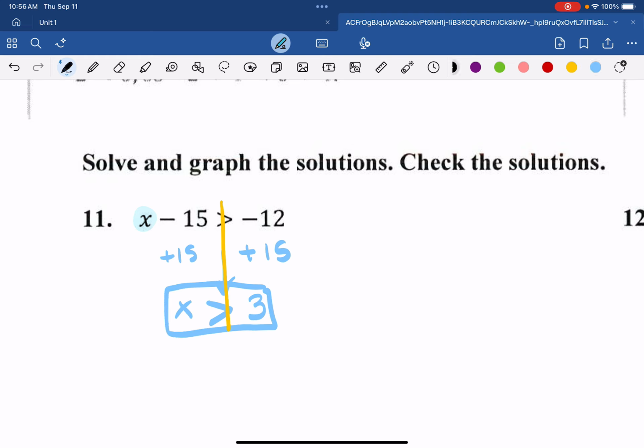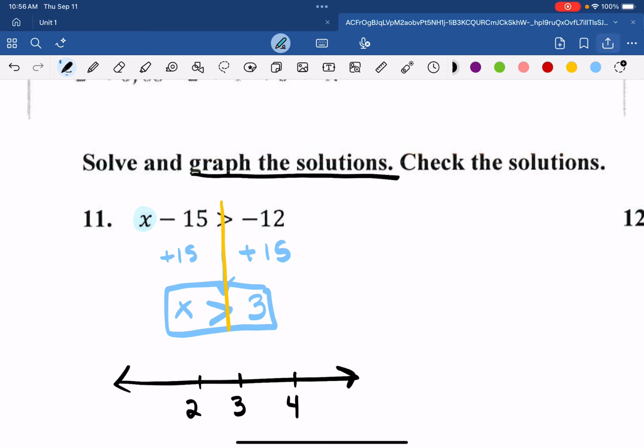Okay? Now look at my directions. This says graph your solutions. So let's graph it. Here I have my critical number. Let's do one number on each side. It's a greater than symbol, so I have an open circle. And it's greater than, so I'm going to be shading in this direction. Okay, in the bigger direction.